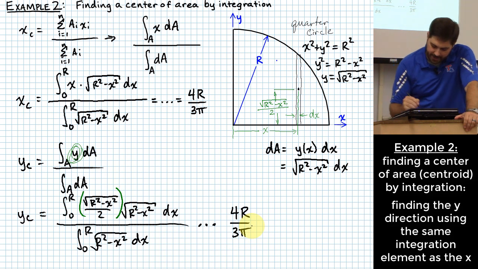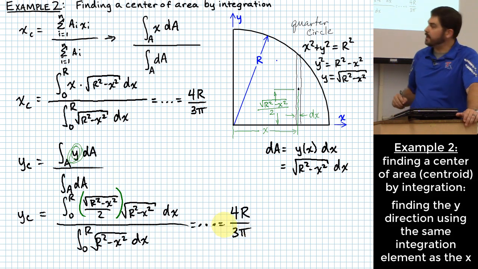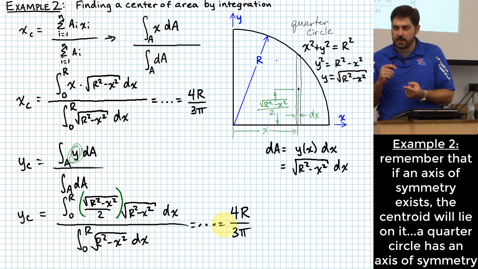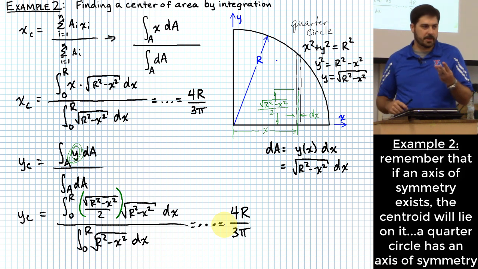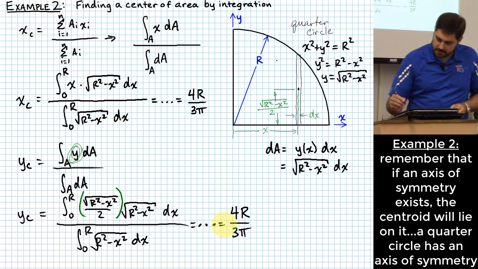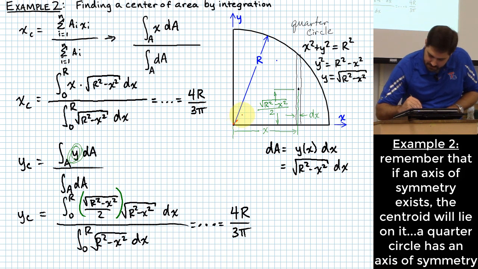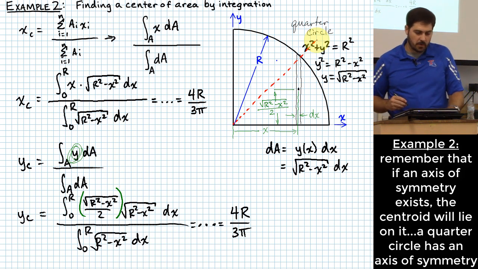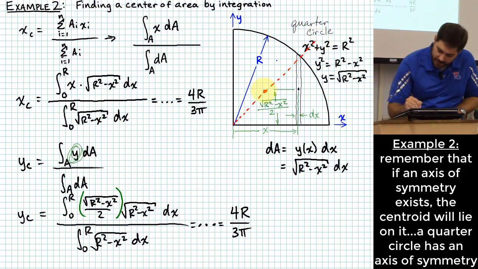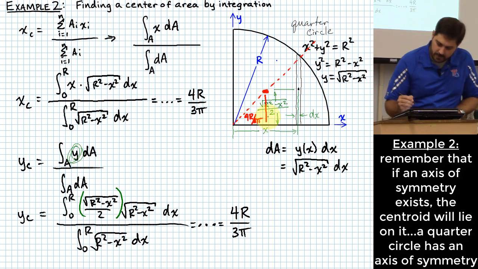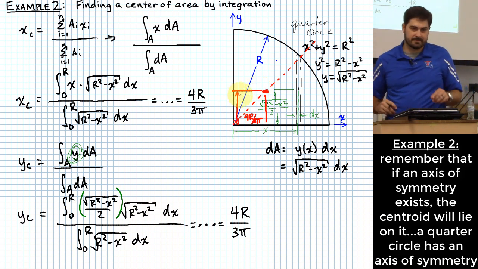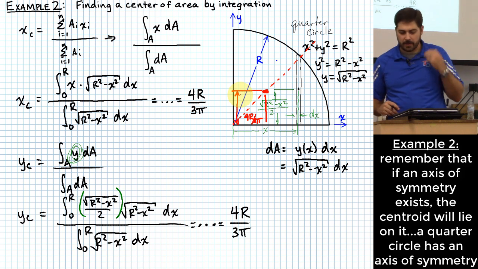Okay, and how could you know that without solving anything actually? Remember, your centroid is always on an axis, plane, or point of symmetry if one exists, right? So think about this here. There is an axis of symmetry for this diagram at 45 degrees. So once I figure out that it's 4r over 3 pi in the horizontal direction, right? That must mean it's also 4r over 3 pi in the vertical direction. Okay? So you knew that already.